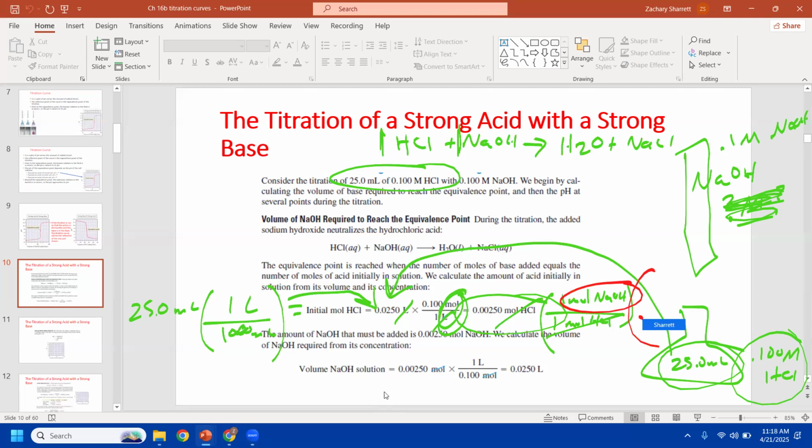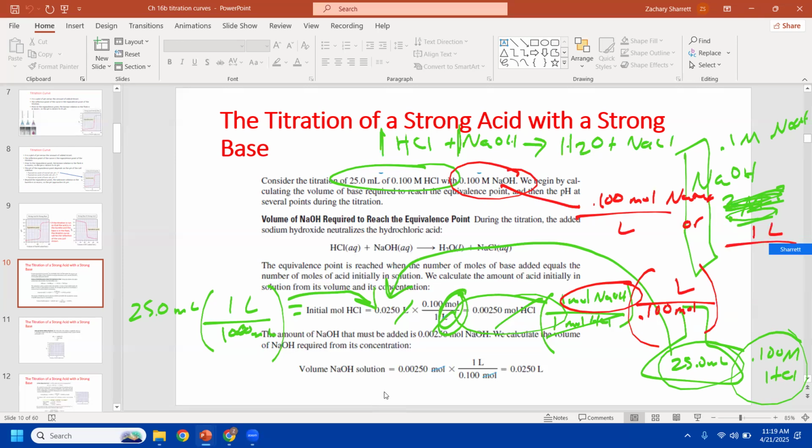So we're going to use the 0.100 molar. And remember, the 0.100 molar NaOH means 0.100 moles per liter of NaOH. But that also means 1 liter per 0.100 moles. So you see how I can use it either way? Why did I use this one and not this one over here?